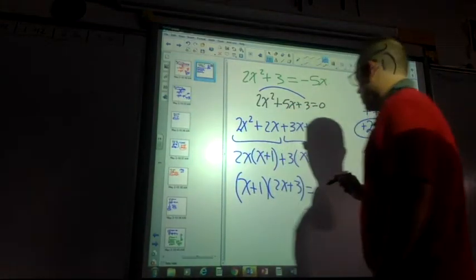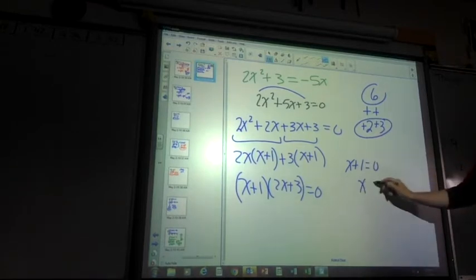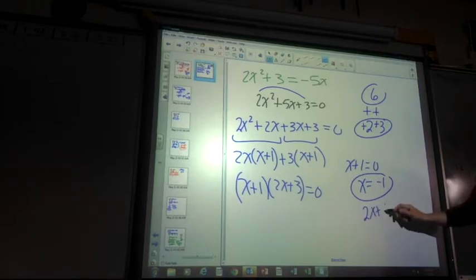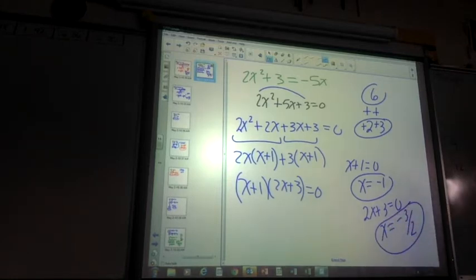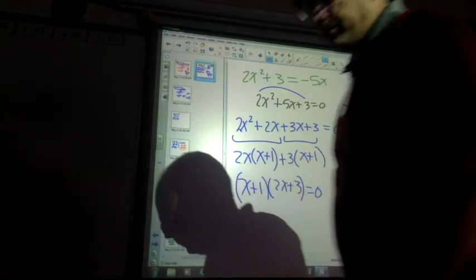Those are equal to 0. So x plus 1 equals 0, so x equals negative 1. 2x plus 3 equals 0, so x equals subtract 3 and then divide by 2. There's my two answers. What do you think?